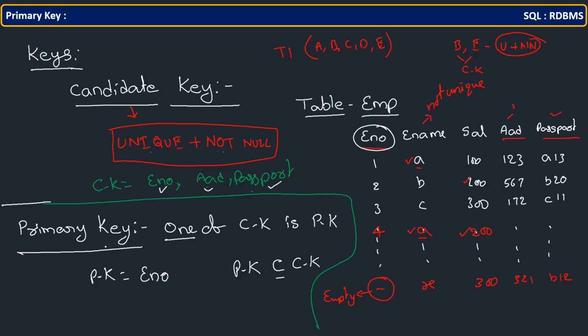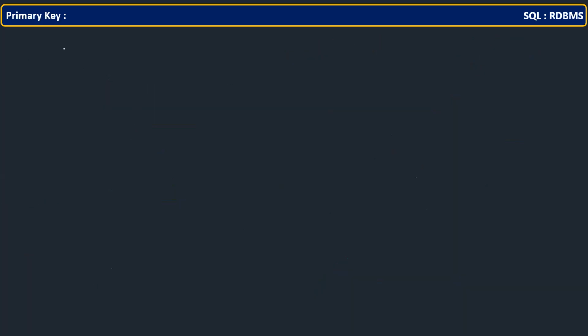And primary key is optional in a table. That part we will see whenever we go for the hands-on part. As I told, this is a theoretical discussion. So hope overall these two things are clear. Now let us go to the next one.